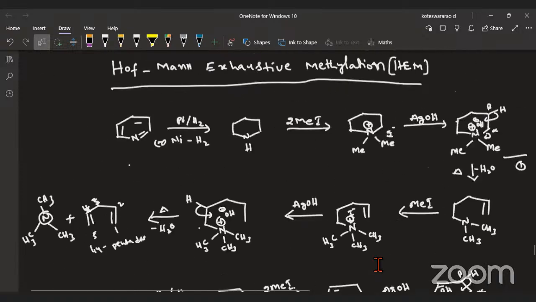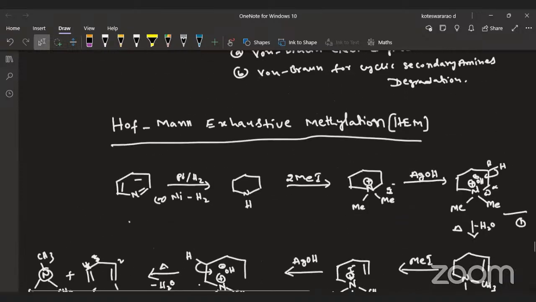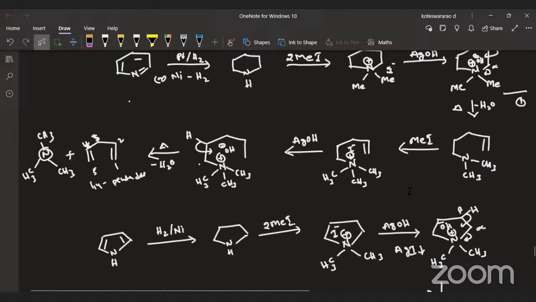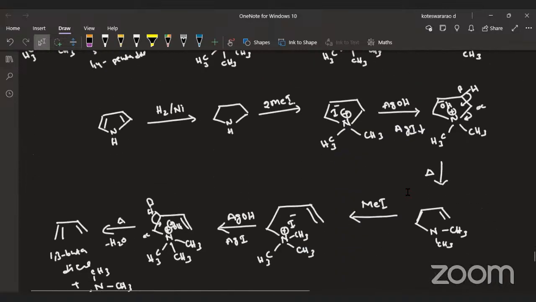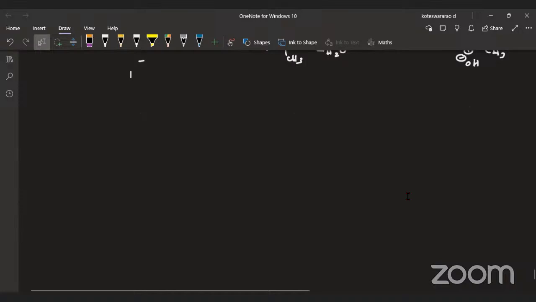This is about the HEM, Hofmann exhaustive methylation. Based on the Hofmann exhaustive methylation, we can identify what kind of nitrogen heterocycle, whether pyridine, quinoline, isoquinoline or pyrrolidine, may be present in the alkaloid. Based on the analysis, we can find out. Okay. Then next one is Emde degradation.